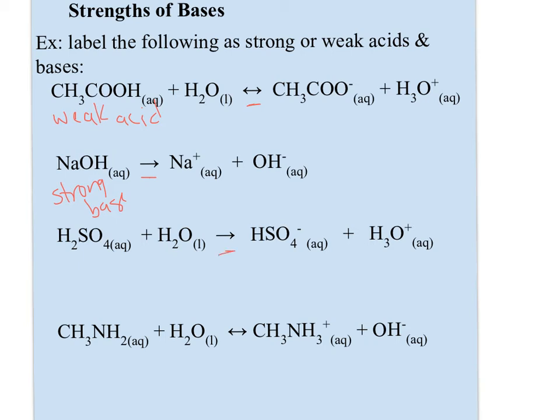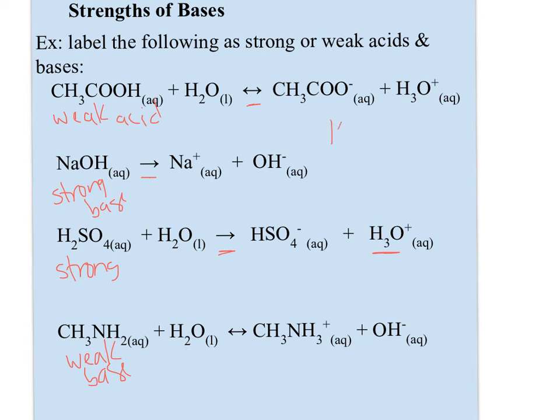H2SO4 also has a single arrow, and it's losing the H plus, so this is a strong acid. And CH3NH2 is taking a hydrogen from water, so this is a weak base since it uses the double arrow. And finally then, we could calculate an ionization constant for the first and the last one.